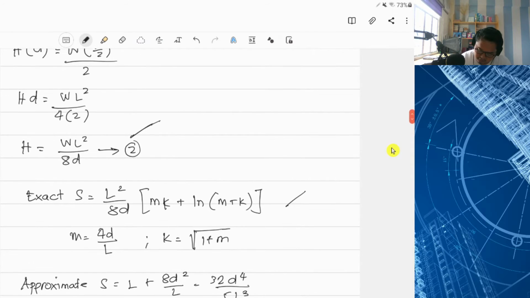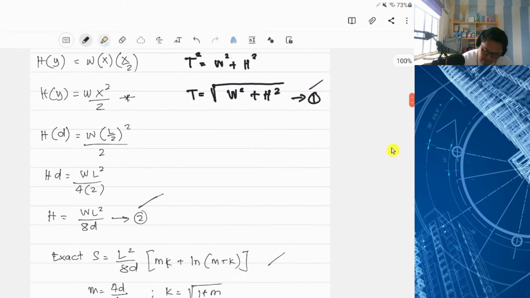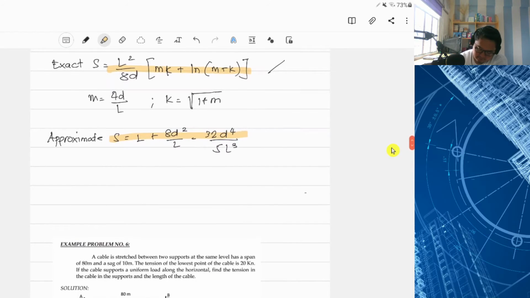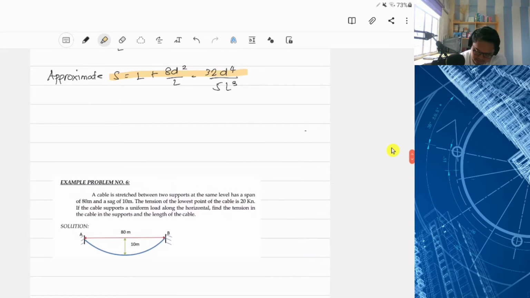So these are the four formulas that you have to memorize: this one, this one, this one, and this one. You have to memorize them to solve parabolic cable problems. So we have here an example.